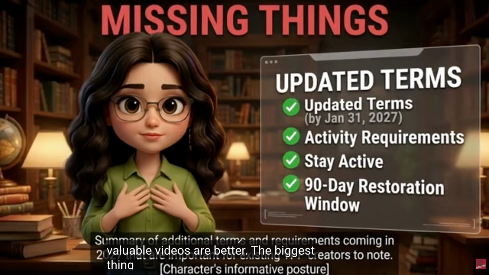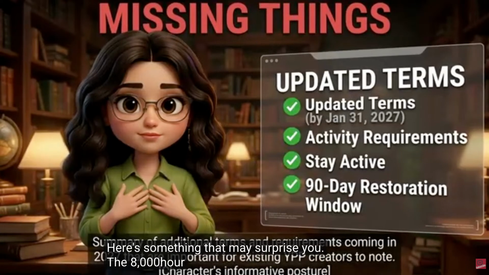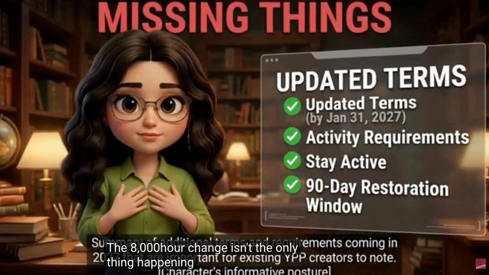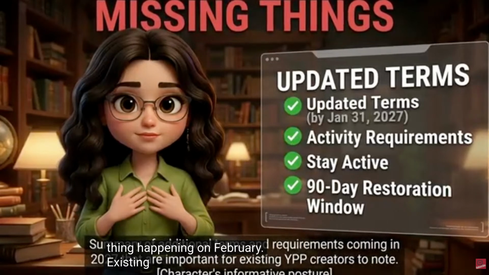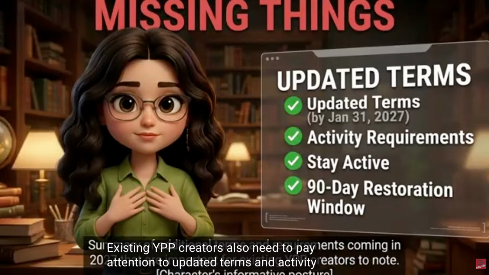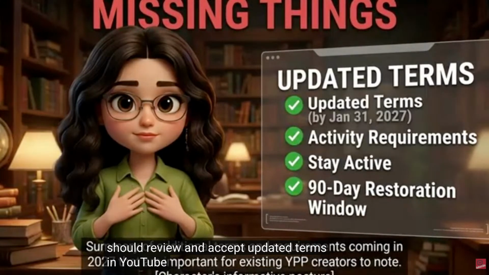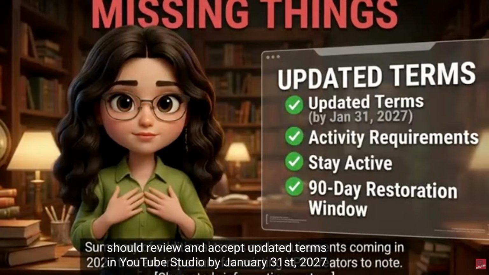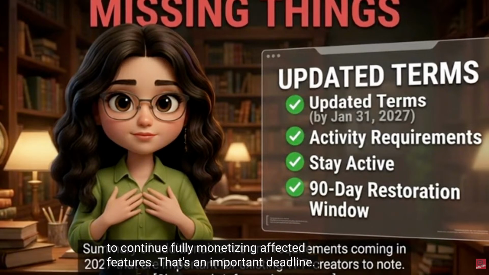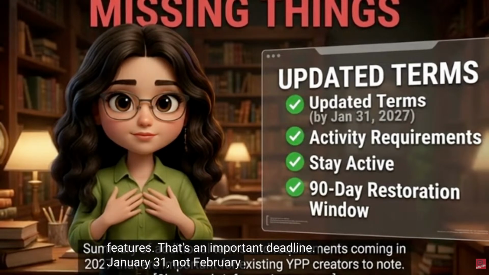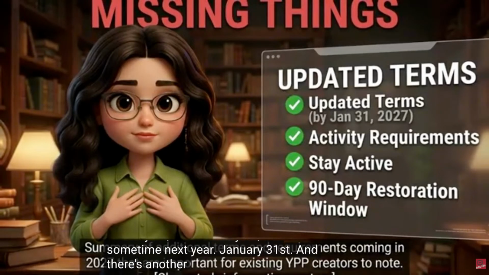The biggest thing existing creators are missing now. Here's something that may surprise you. The 8,000-hour change isn't the only thing happening on February 1st. Existing YPP creators also need to pay attention to updated terms and activity requirements. YouTube says creators should review and accept updated terms in YouTube Studio by January 31st, 2027, to continue fully monetizing affected features. That's an important deadline. January 31, not February 15, not sometime next year. January 31st.